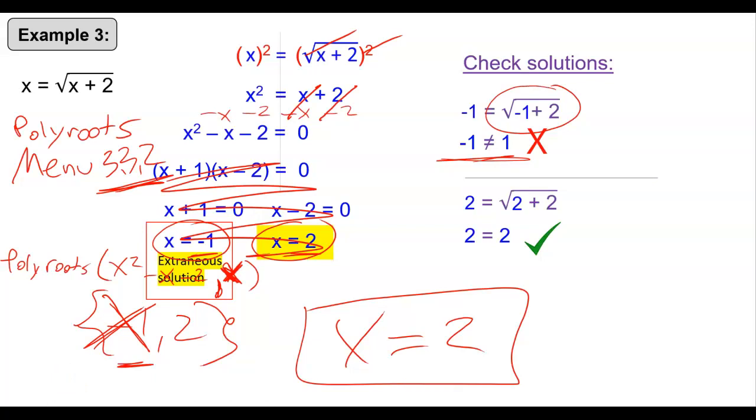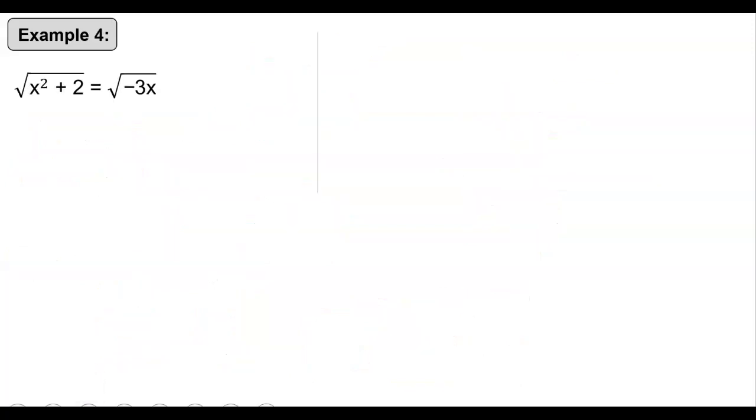Now we just did a lot, so let me backtrack. Let me clarify. So, what did I do? I squared the square root. I got everything onto one side equals 0. Then I use polyroots, menu 332. Type it in, comma x, get my solutions. Then you need to check those solutions and then get your answer. All right? Now, one more example. Y'all ready? All right, example 4. Here we go.